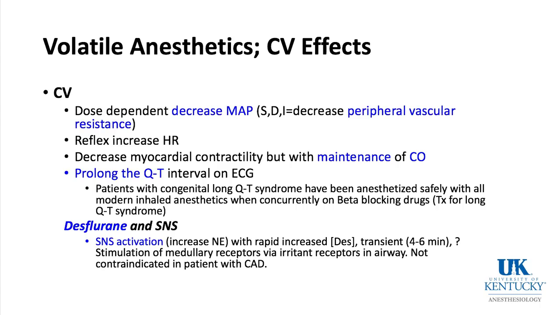Our inhaled volatile anesthetics are vasodilators of the peripheral vascular system and decrease blood pressure. They result in a reflex increase in heart rate as the blood pressure decreases, and they do decrease myocardial contractility, but in general there's maintenance of cardiac output because you vasodilate, reflexively increase heart rate, and cardiac output is maintained.